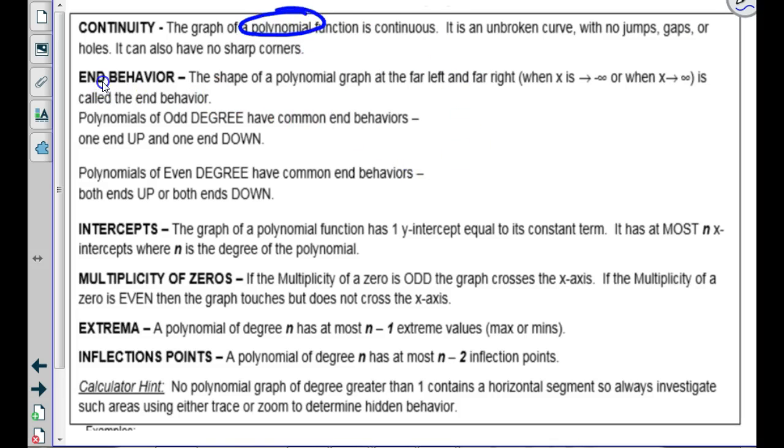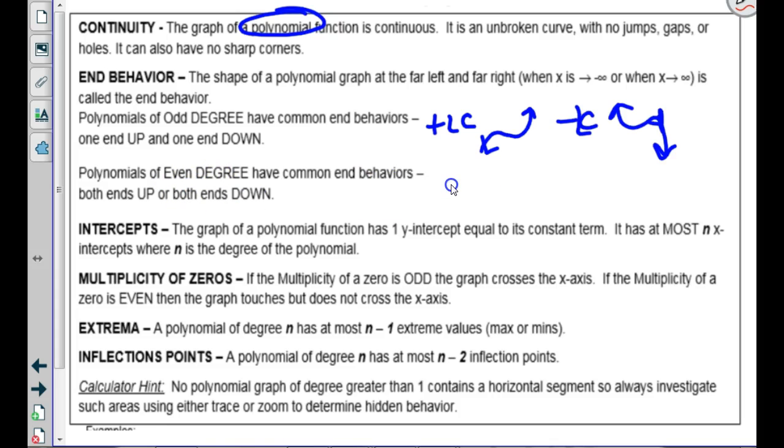All right. End behavior, we just talked about. If it's odd degree and it had a positive leading coefficient, left end would be down. If it had a negative leading coefficient, sorry, that's supposed to say negative LC, it would be going left end up, right end down. Oh my goodness, I can't draw today. Even degree means both ends are up or down.